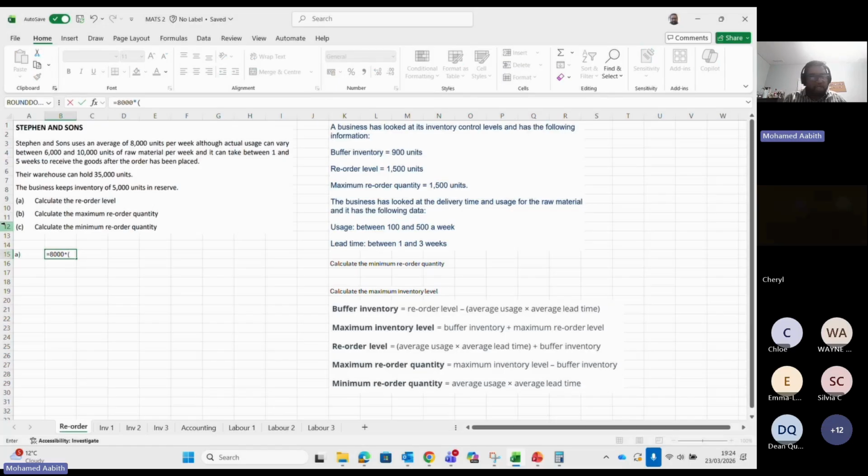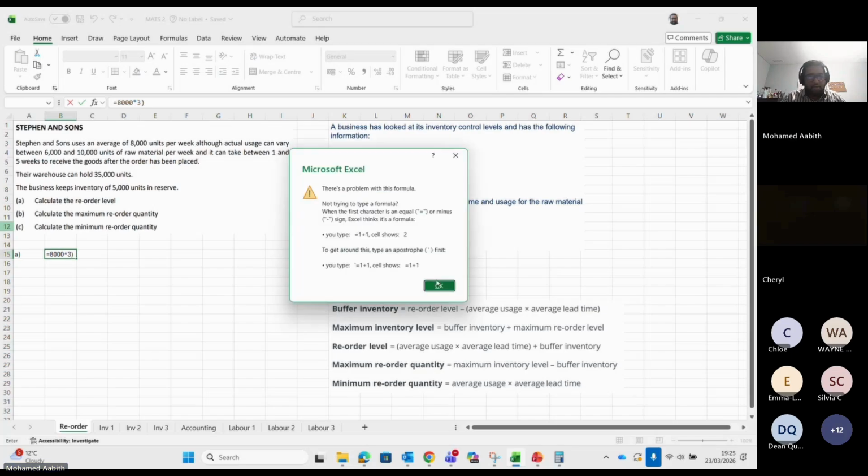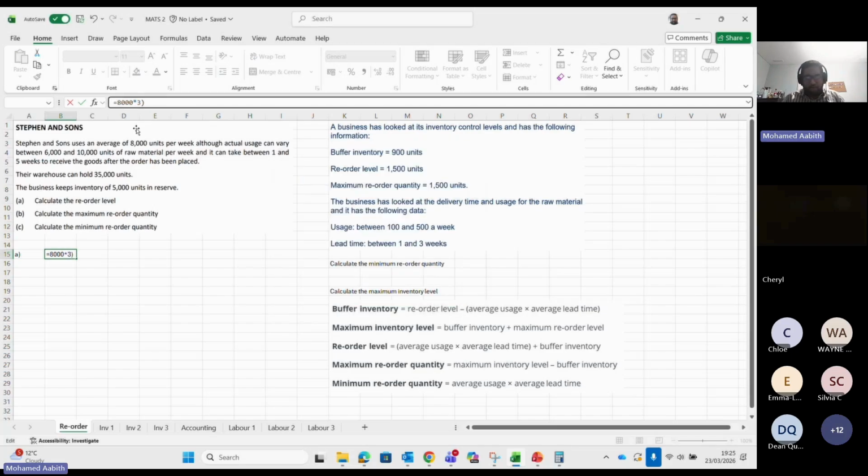The lead time is between 1 and 5 weeks. So if you add them together and divide by 2, you're going to get 3 weeks. So that is my, wait a minute. No. Yeah, I put a formula with the brackets there. So we have that, and plus, what is the buffer level of inventory we have?